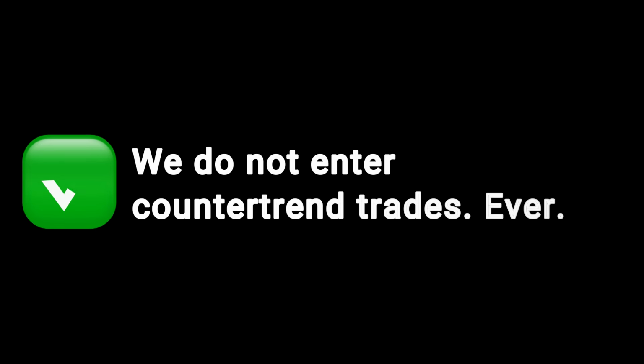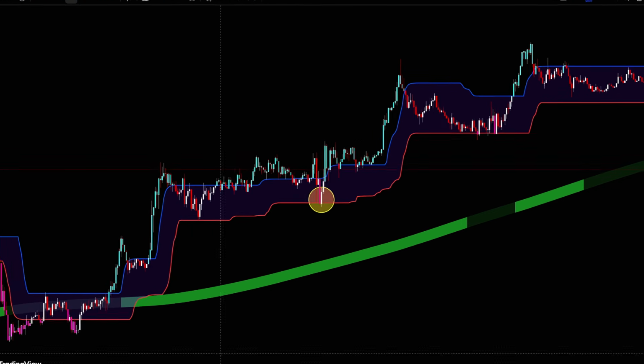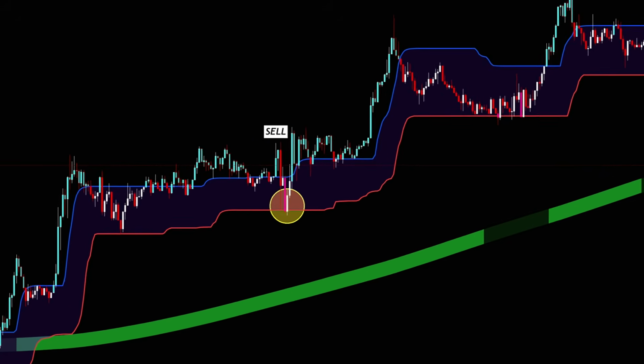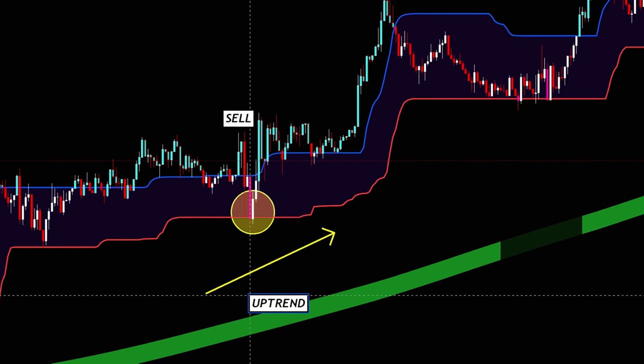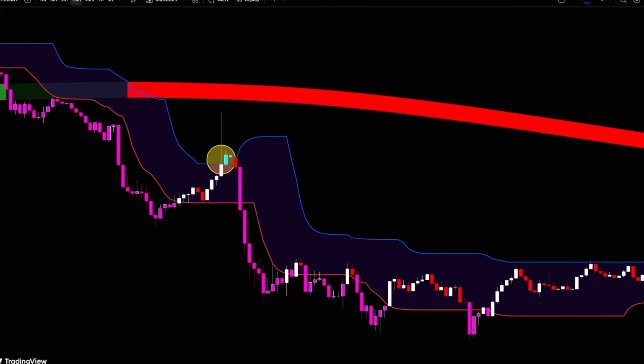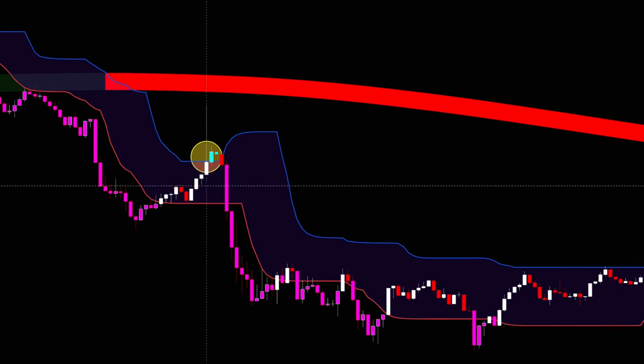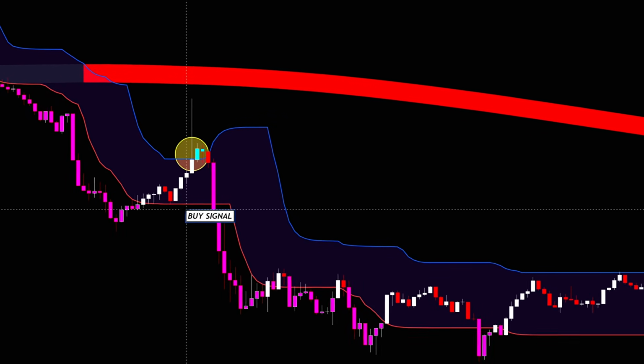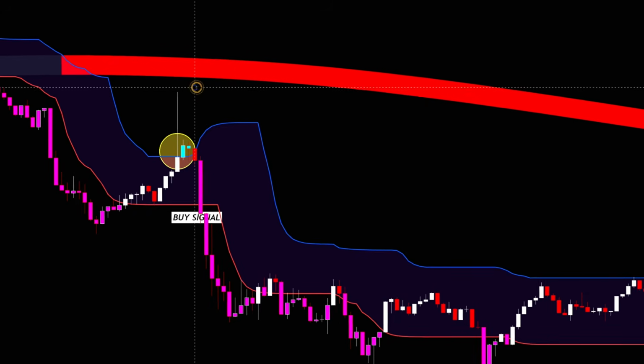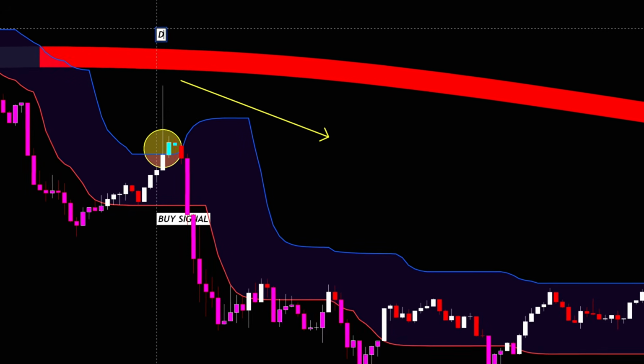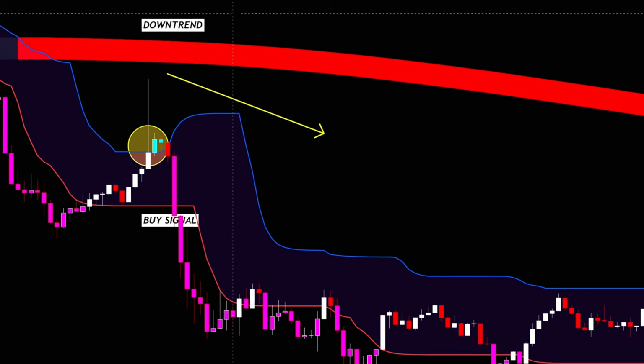Alright, now let's pull it all together and talk trading rules, especially risk management. And listen, this part is crucial, so don't skip it. Rule number 1. We do not enter counter trend trades, ever. Example, the Market Bias ribbon is green, so trend is up. Price breaks the LOTT line, that's technically a bearish breakout, but it's against the trend. We skip it. Same thing the other way. The ribbon is red, trend is down, but price breaks above HOTT. Looks bullish on the surface, but it's counter trend. Again, no trade. And stick around, because next I'll show you exactly how to spot the high probability signals that actually hit.